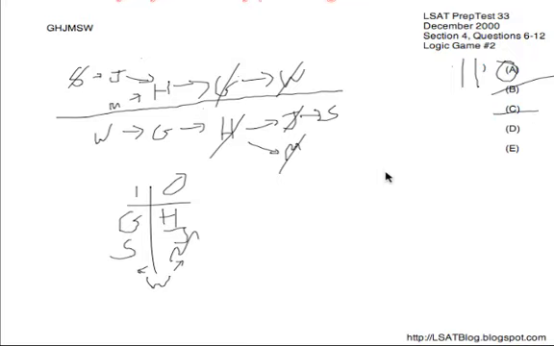So C is gone. D, at most 2 kinds. Well, we got to have at least 2 kinds, G and S, but we could have W as well if W wants to go in. We don't know. So D is gone.